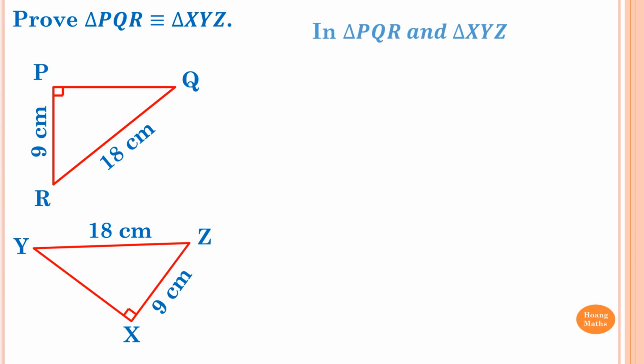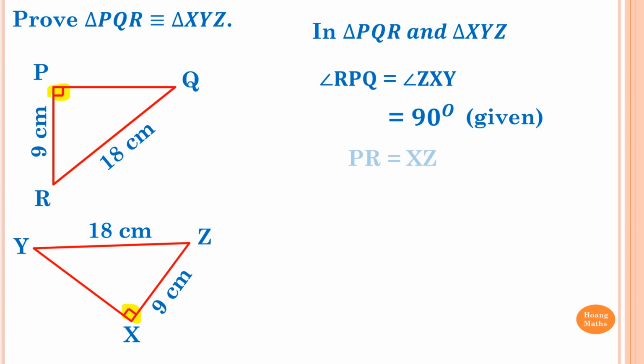Step number 1. So we write down in triangle PQR and triangle XYZ. Angle RPQ is equal to angle XYZ, which is equal to 90 degrees, and it is given because it's stated on the diagrams. Next one is PR is equal to XZ, both are 9 centimeters. And it's stated on the diagrams, so it's given. And last one is QR, which is opposite the right angle, is equal to YZ. So both are hypotenuses. Remember that. And it's stated on the diagrams, so it's given.